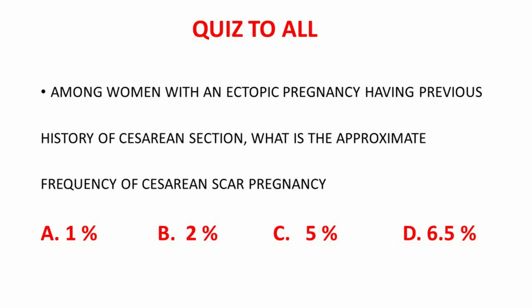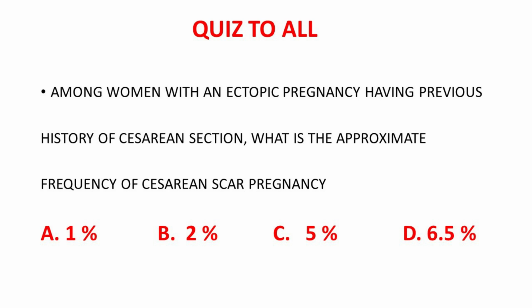So I'm going to give you a quiz now. Quiz: among women with an ectopic pregnancy having previous history of cesarean section, what is the approximate frequency of cesarean scar pregnancy? A 1%, B 2%, C 5%, D 6.5%. Please don't go back and reread about the incidence of all the types of ectopic gestation, right? The answer will be given later in this presentation.